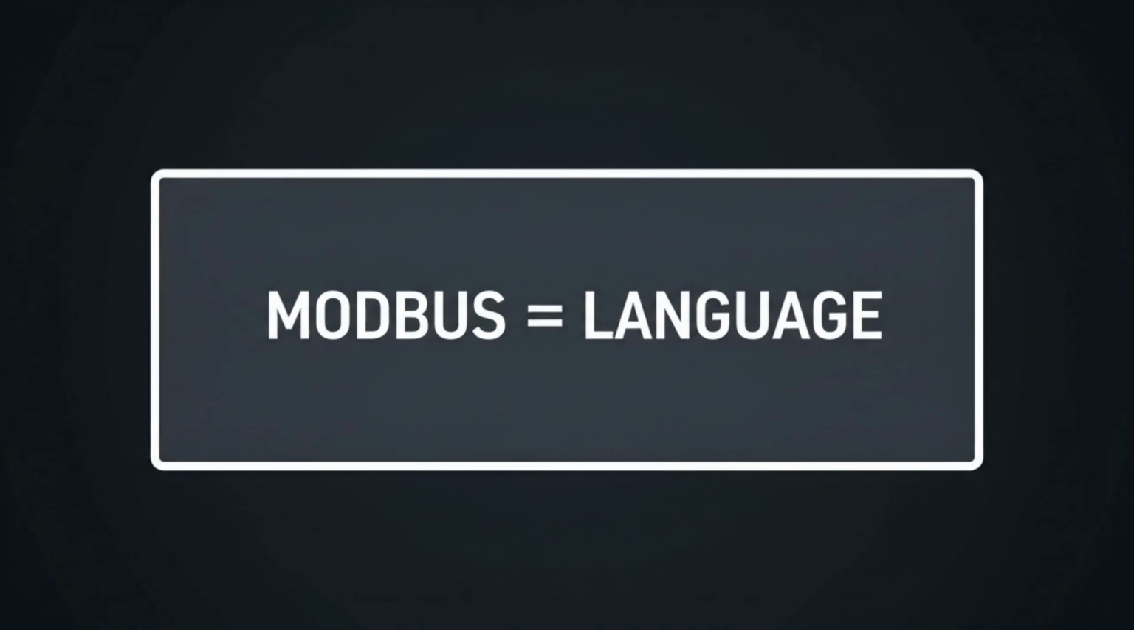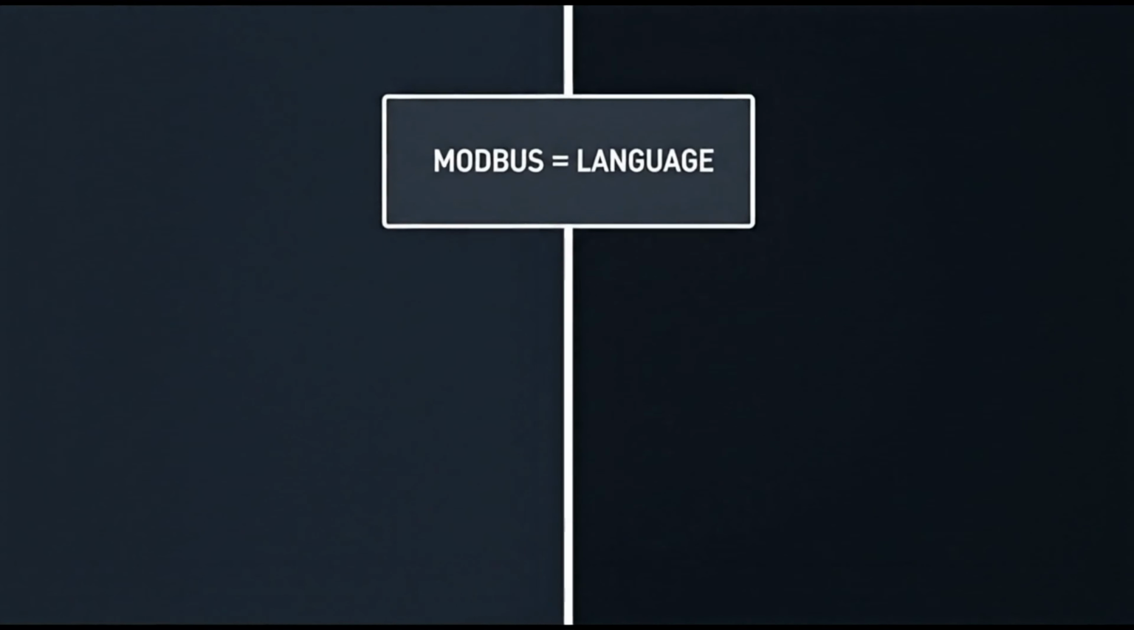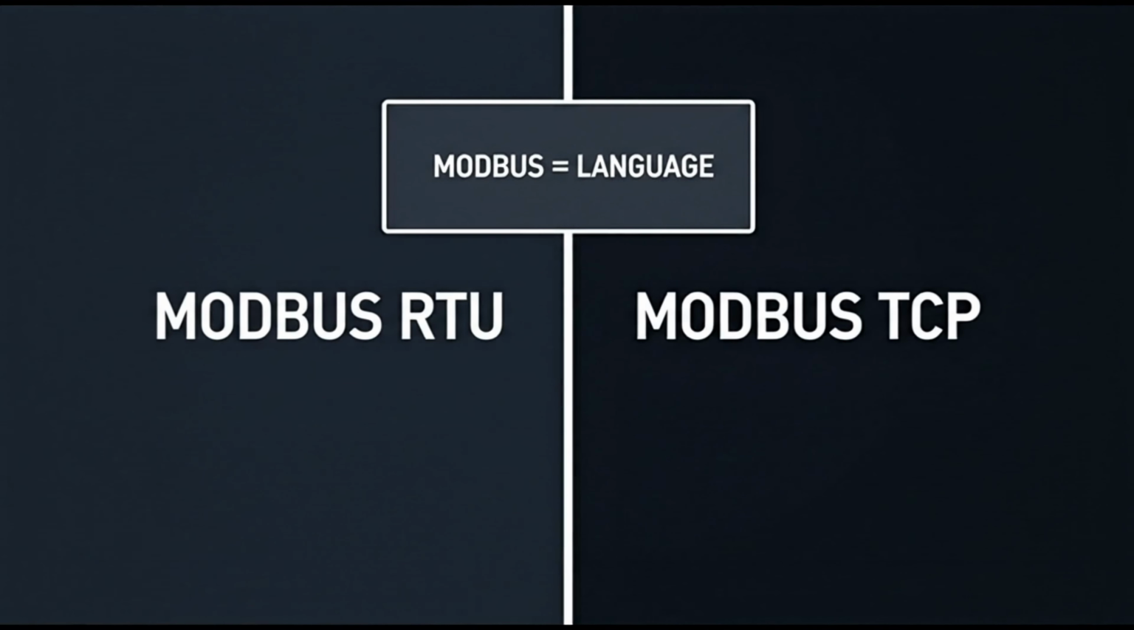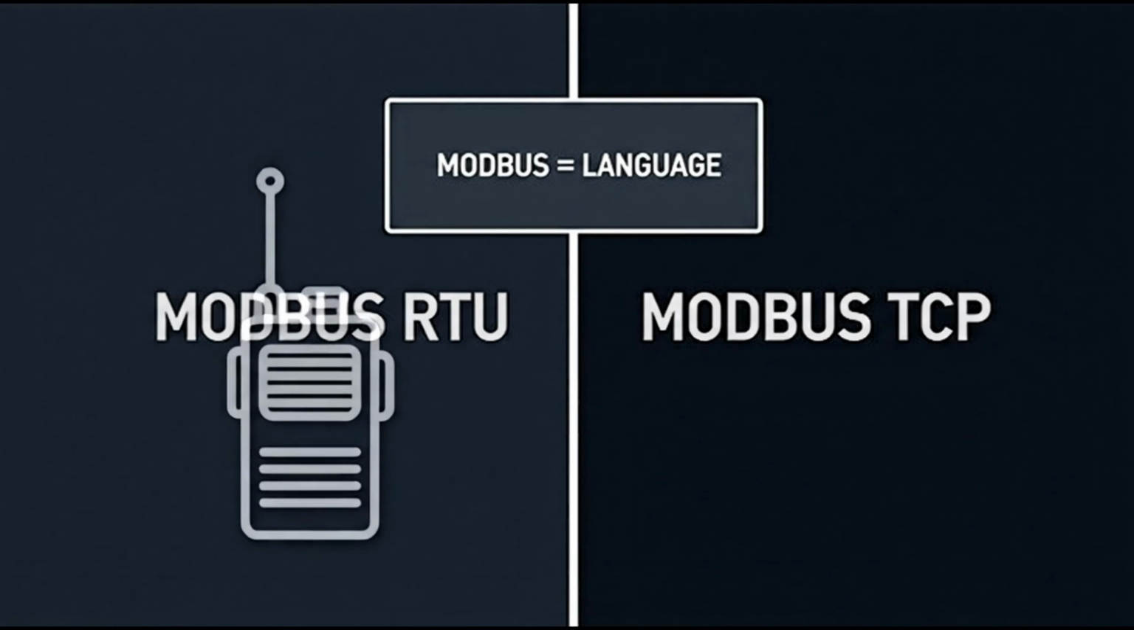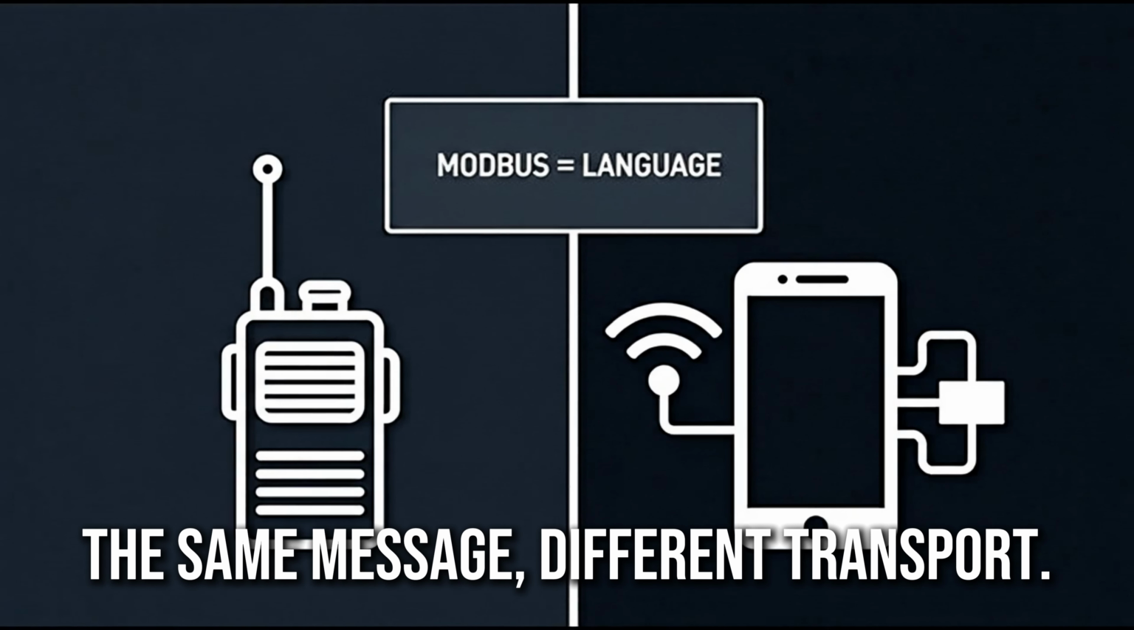Modbus itself is just a language. RTU and TCP are simply two different ways of delivering that language. The easiest way to think about it is this. Modbus RTU is like using a walkie-talkie, and Modbus TCP is like making a call over the internet. It's the same message, but completely different means of transportation.